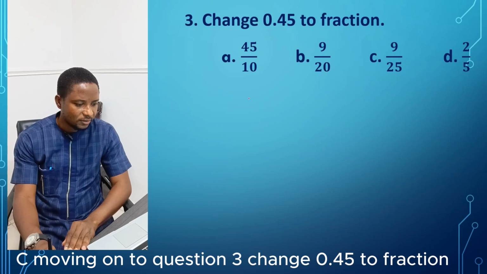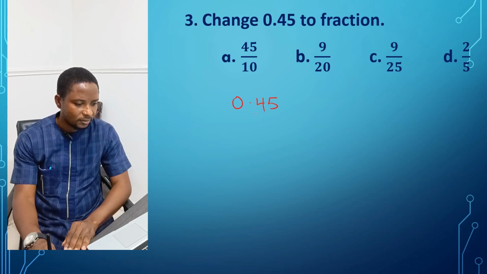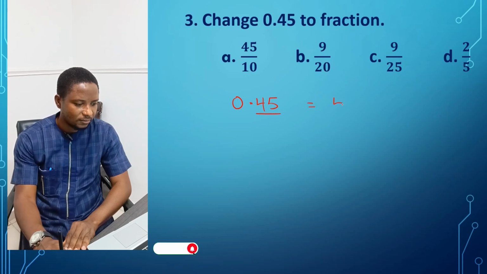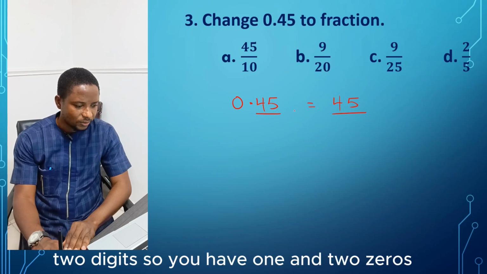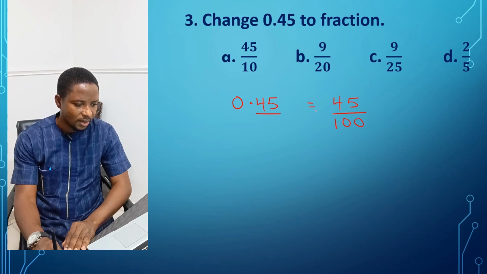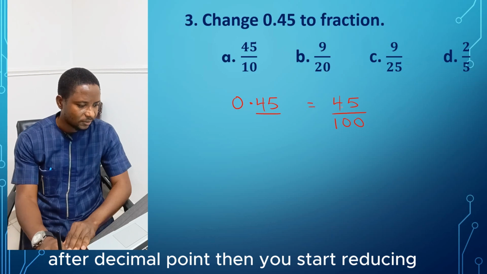Moving on to question 3. Change 0.45 to a fraction. Pick the digits after the decimal point, and that is 45. Over how many digits? You have 2 digits, so you have 1 and 2 zeros. The 2 zeros are because we have 2 digits after the decimal point.